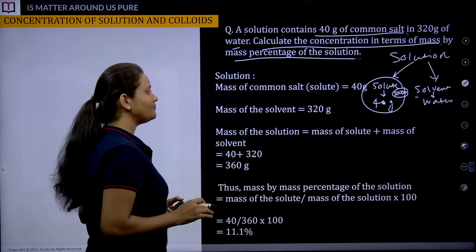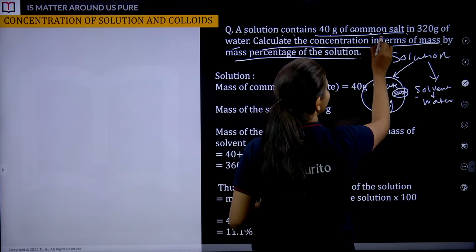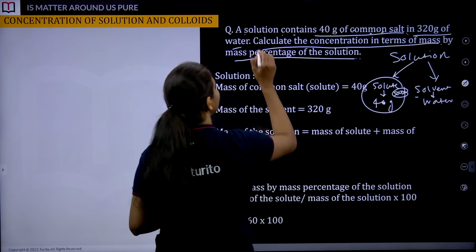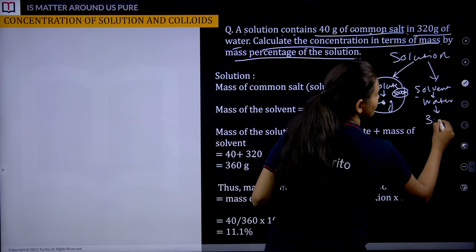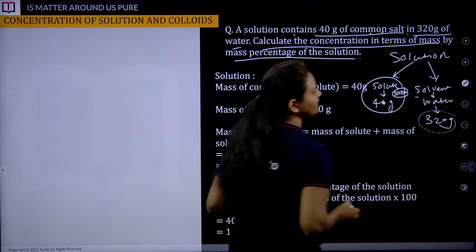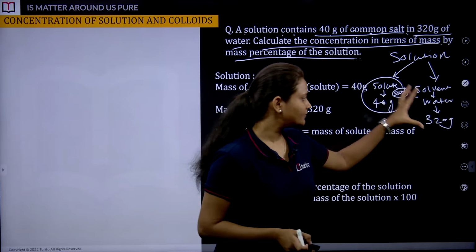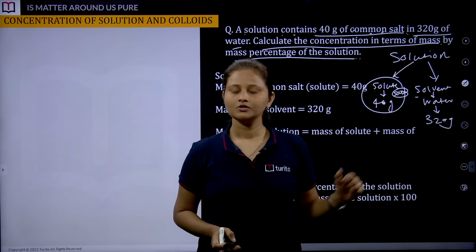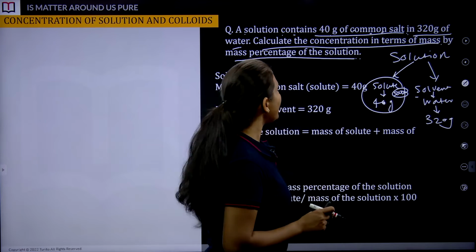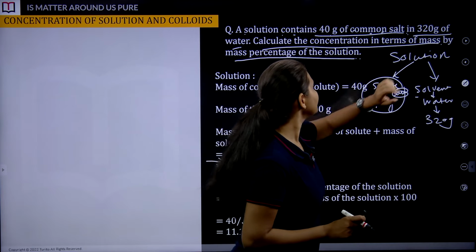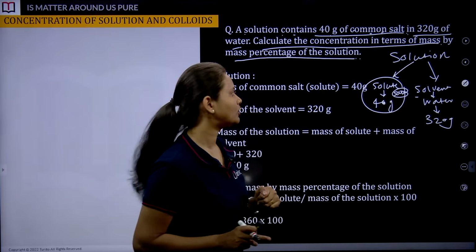Alright. So, students, a solution contains 40 gram of common salt in 320 gram of water. So, what is the mass of the solvent here? 320 gram of water. 40 gram of solute is getting dissolved in 320 gram of solvent. So, we are provided with solute, that is salt, and solvent, which is water. They have asked to calculate the concentration in terms of mass by mass percentage. It's very simple. We know the formula and quickly we are going to solve this, right?